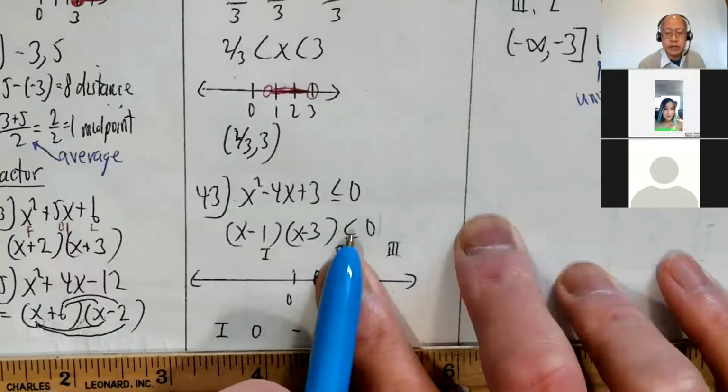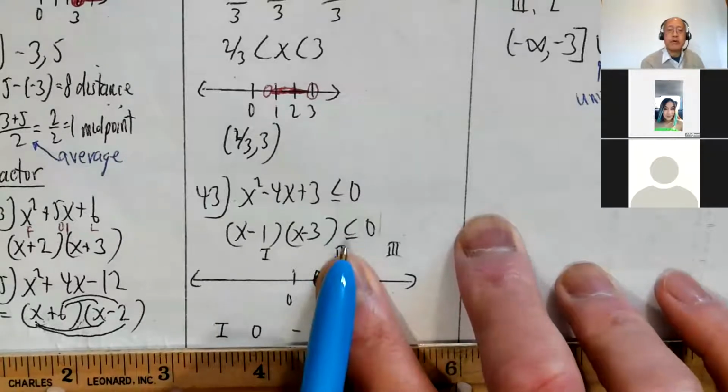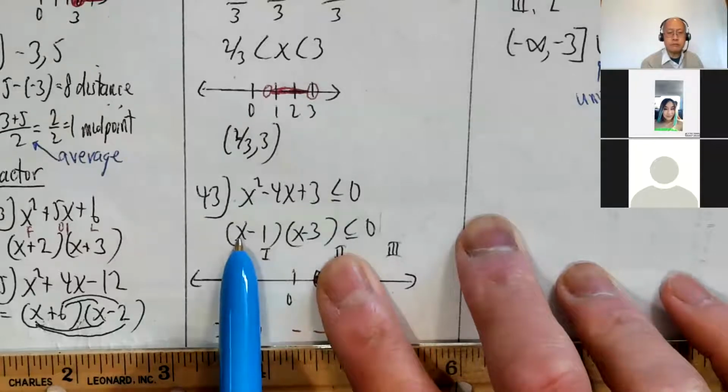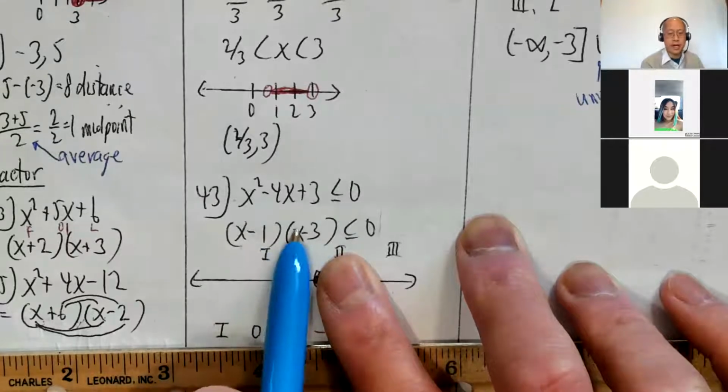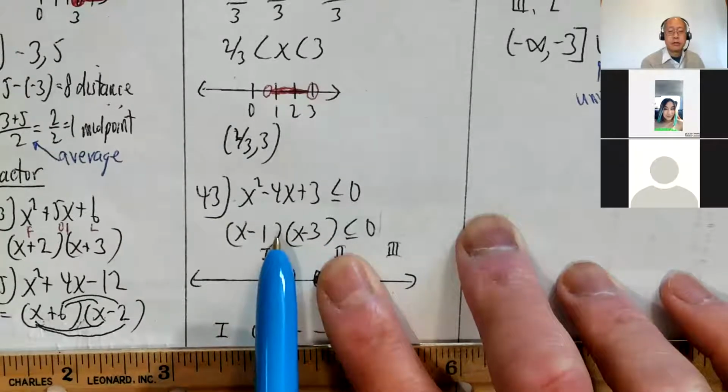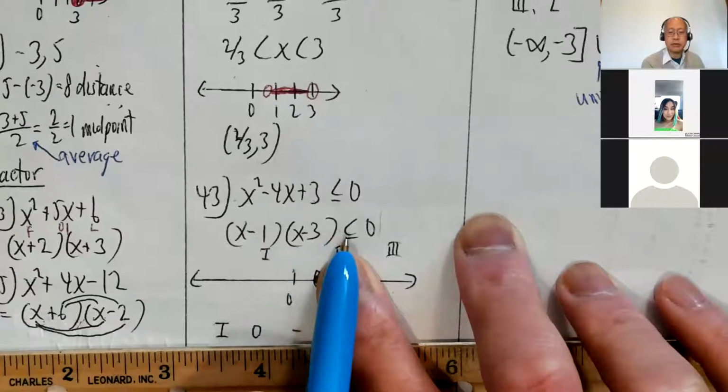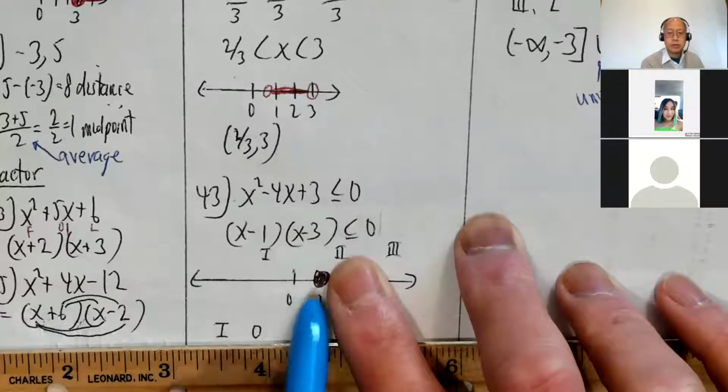Now it says less than or equal to 0. What happens if I do plug in 1? Here and here. 1 minus 1, 0, times whatever that is, it's still 0. It'll be 0 is less than or equal to 0. Is that a true statement? Yes. Shade in 1.